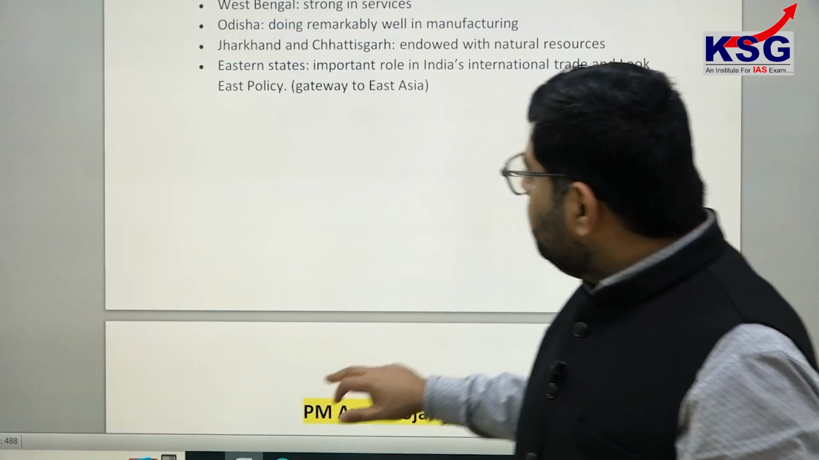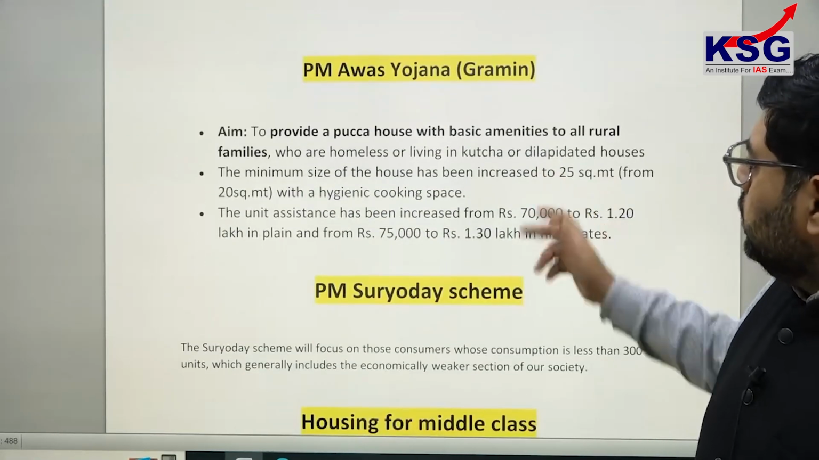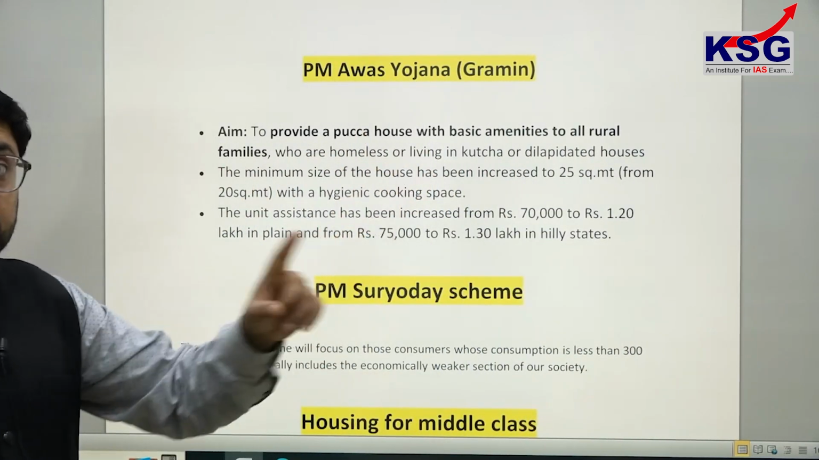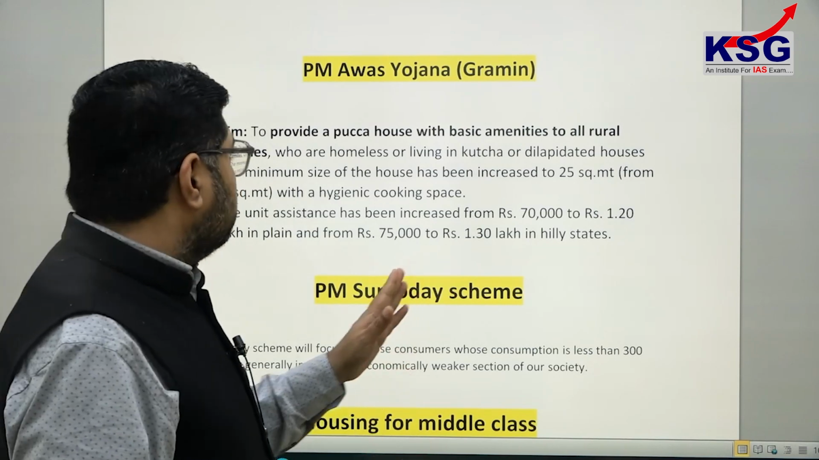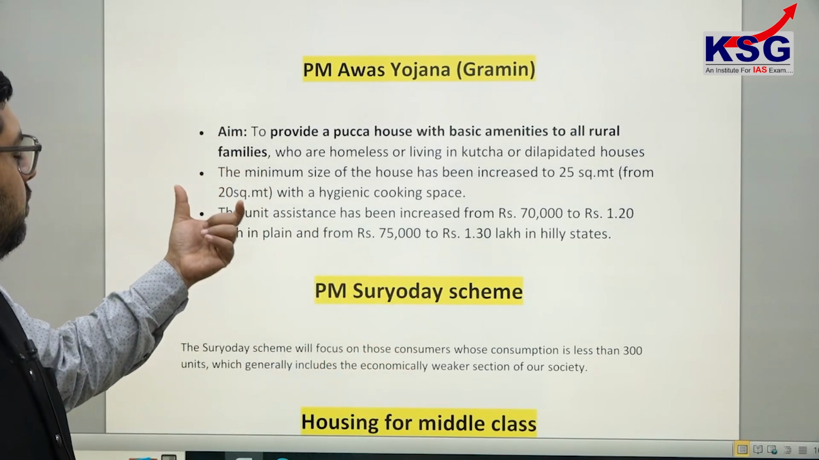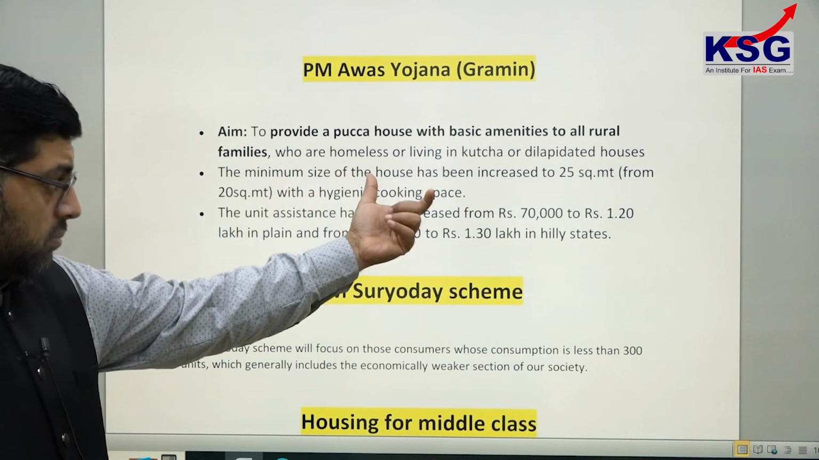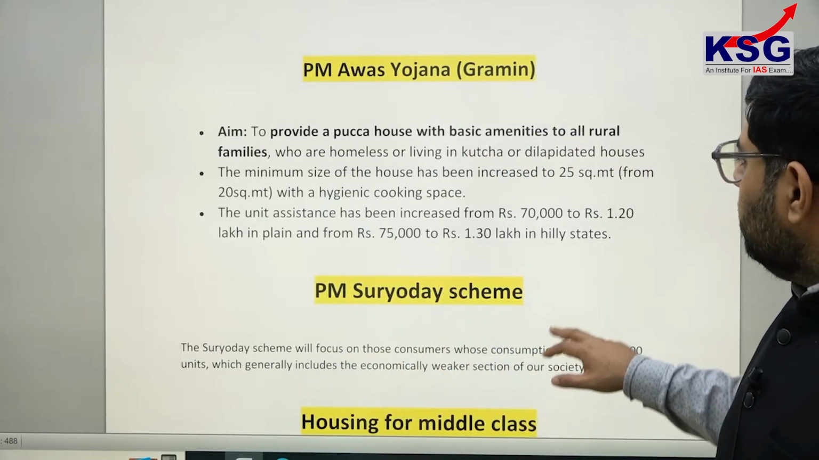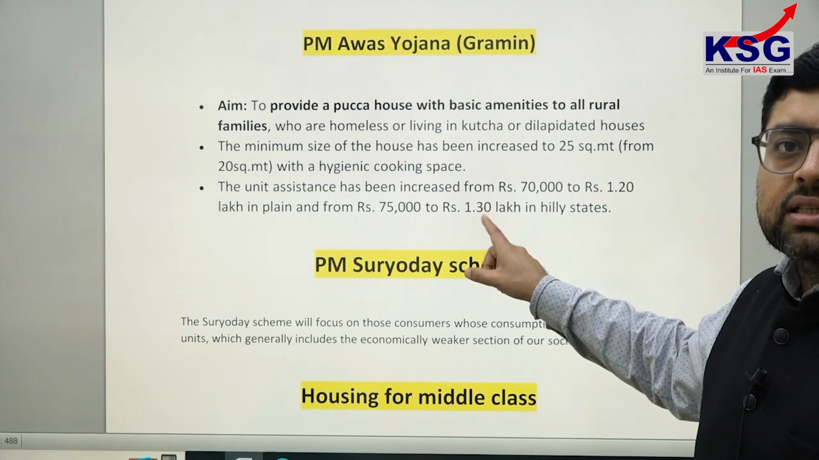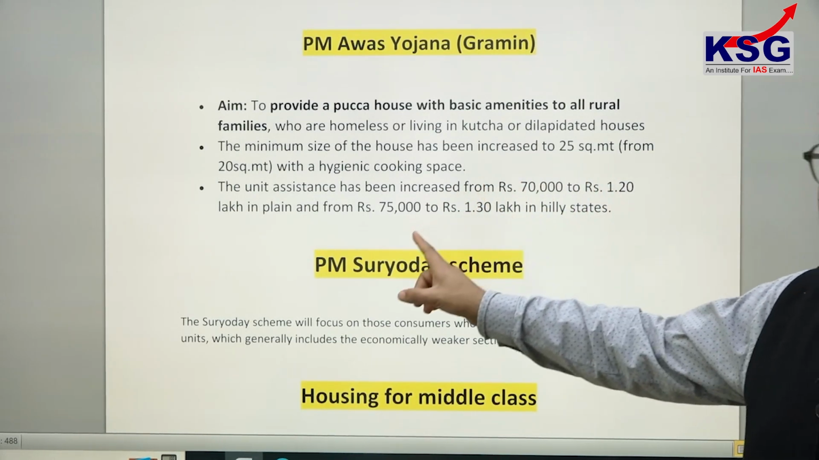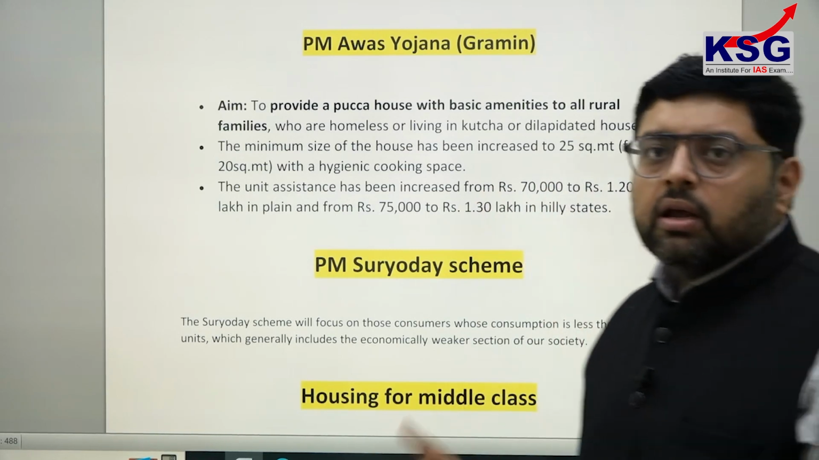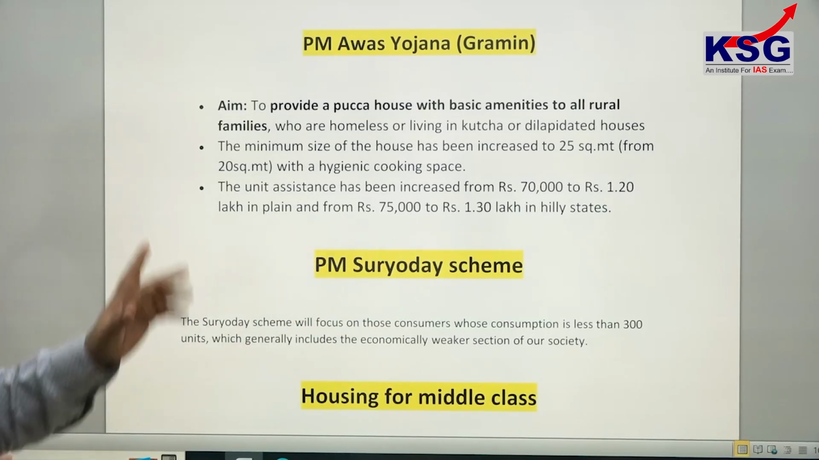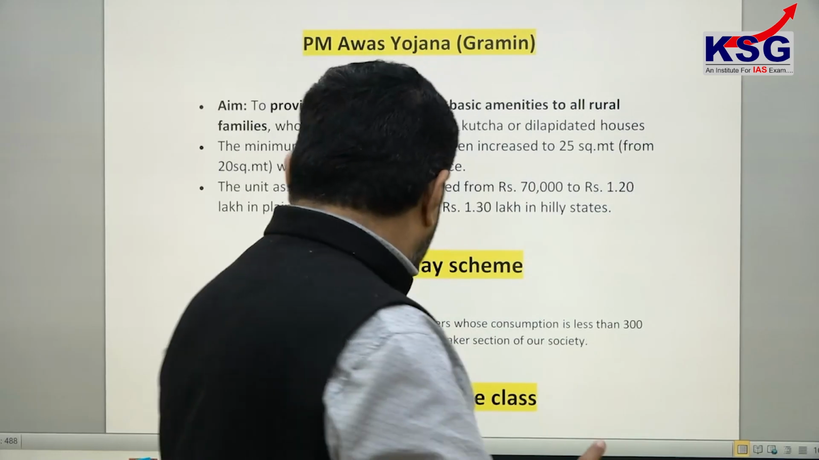Now in PM Awas Yojna, the aim is to provide pakka houses with basic amenities, meaning electricity, water supply and all those things, to rural families. The minimum size of the house that will be allocated is 25 square meter. Earlier it was 20 square meter. The assistance amount for plain areas is 1,20,000, earlier it was 70,000, whereas for hilly areas it is 1,30,000. This is what you have to remember for your prelims.